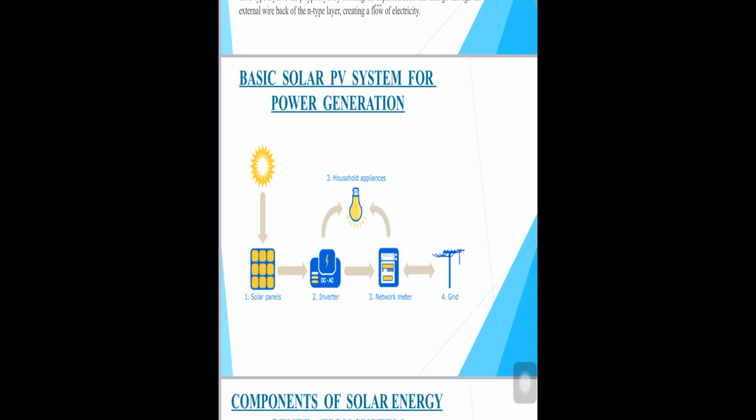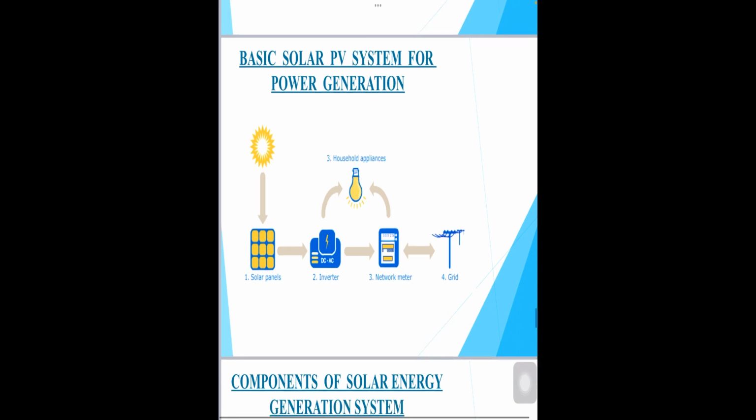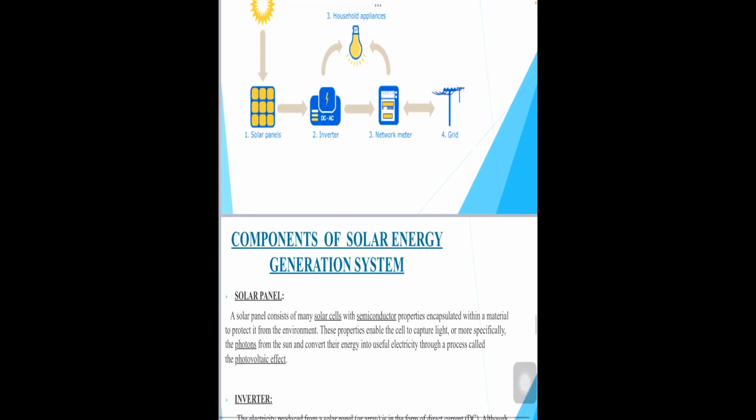You have the sun's rays, then solar PV panels will generate electricity. This is converted, the inverter converts DC to AC, and there is net metering, and further if you have sufficient energy, it can also be fed into the grid, or simultaneously it can be utilized for household appliances.